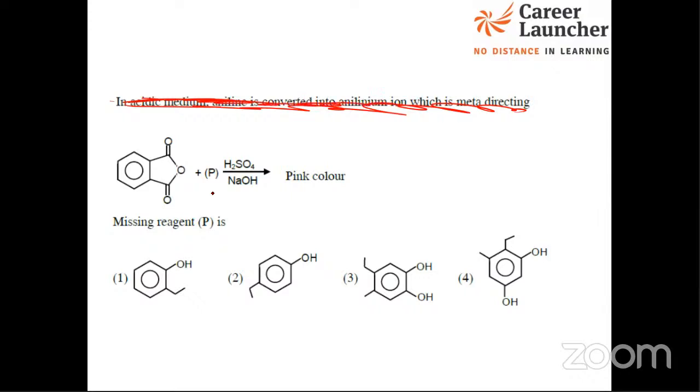Okay, ignore the previous one. If you observe this one, we have to identify the missing reagent P in this reaction. So what is P in this? It is giving a pink color for this solution. So it is phenolphthalein indicator. Answer is first one.